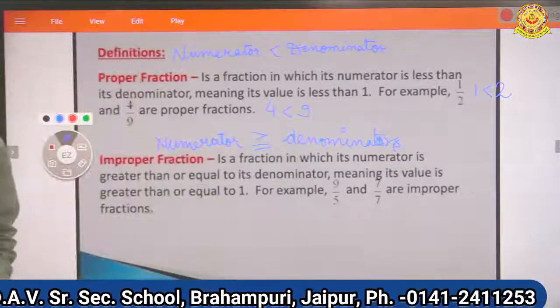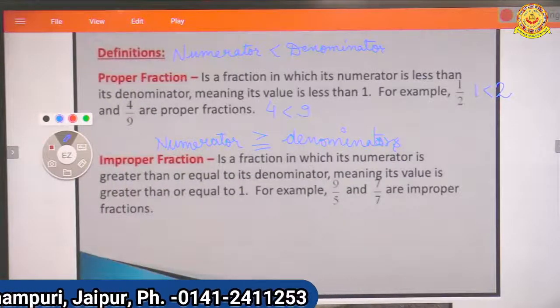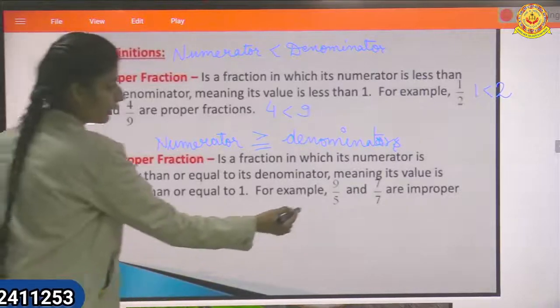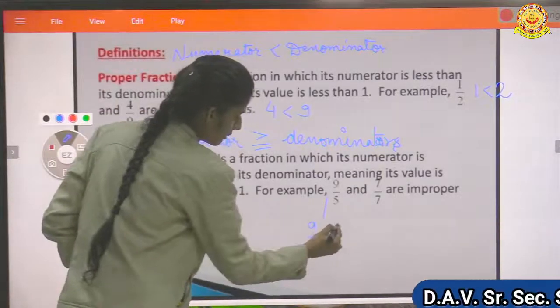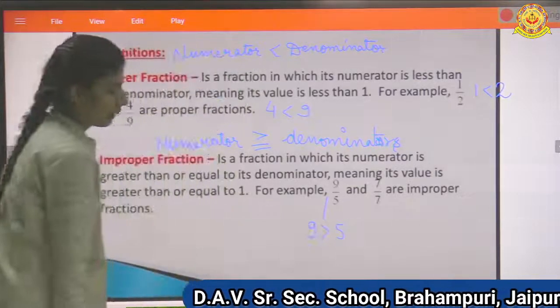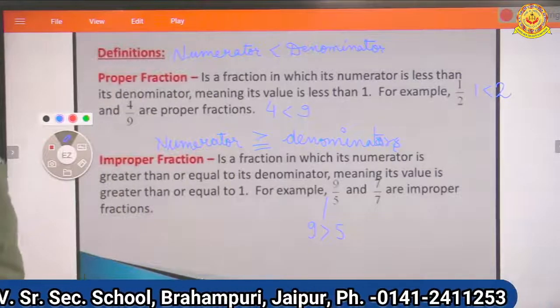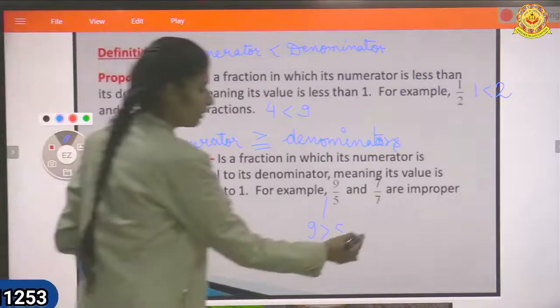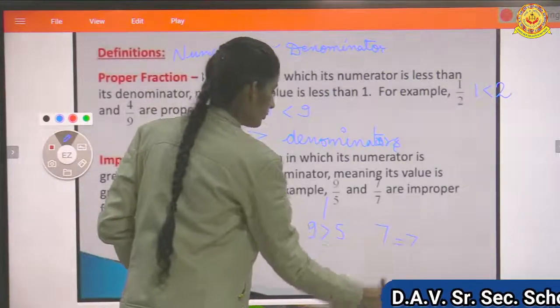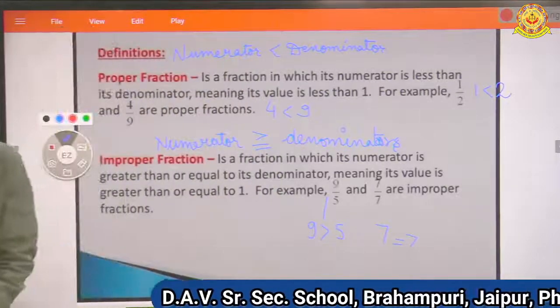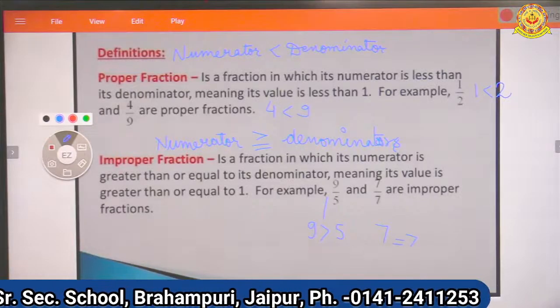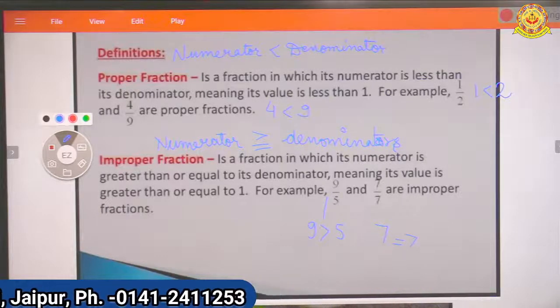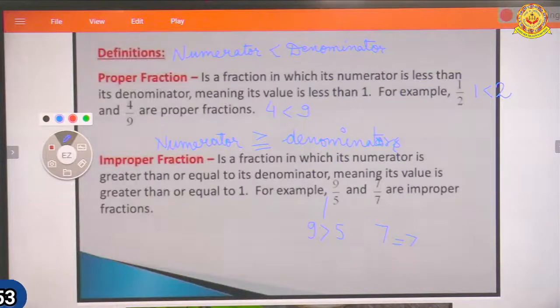Like if I am talking about 9 upon 5 and 7 upon 7. In 9 upon 5, numerator is 9, denominator is 5 and numerator is greater than denominator. So this is said to be an improper fraction. Now in 7 upon 7, numerator is equal to denominator. So this is said to be an improper fraction. Is it clear everyone? Yes. Clear to all of you? Yes, ma'am.